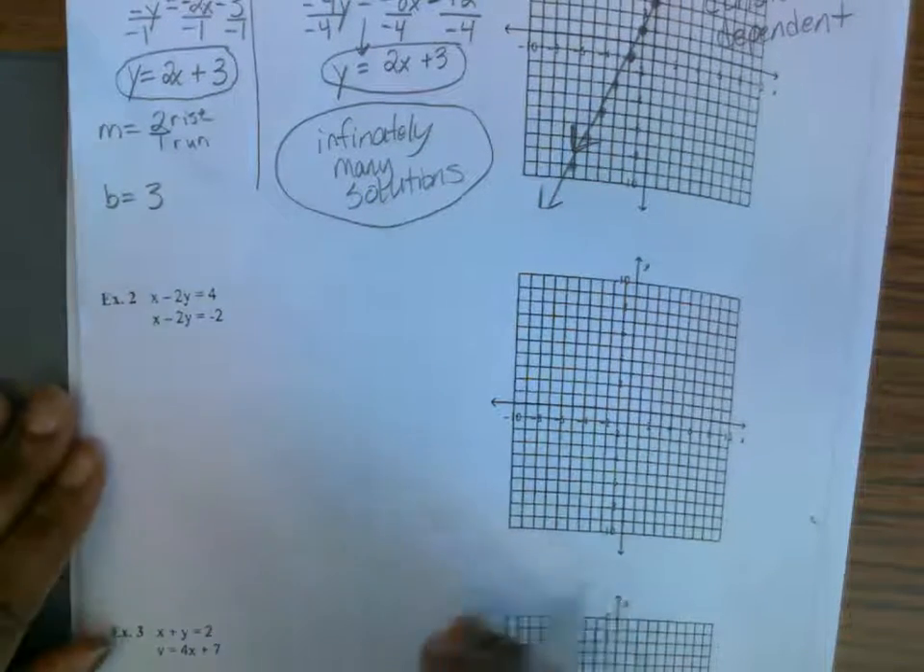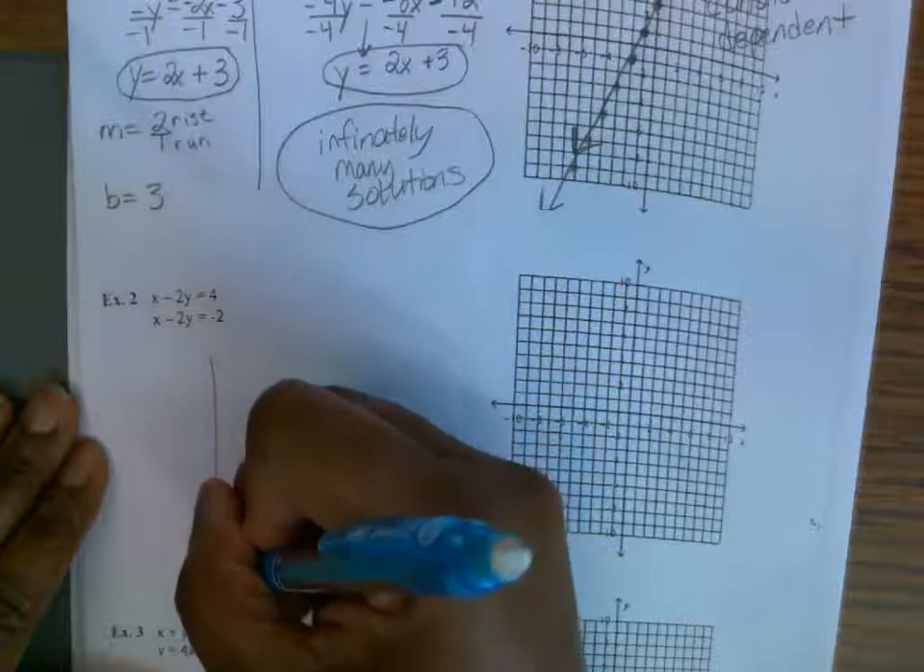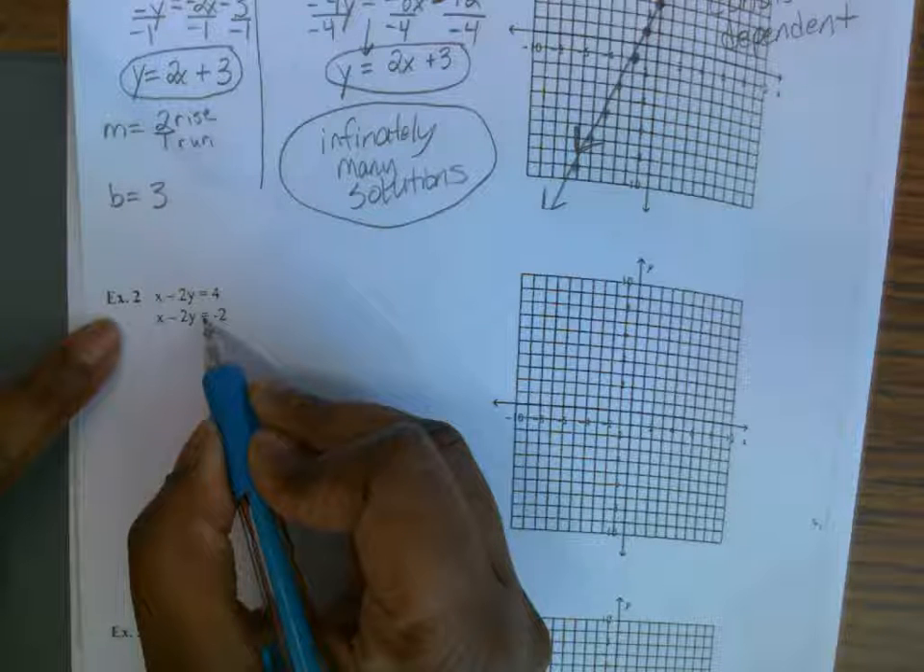All right. So first thing that we're going to do here, just as we did in the example above, is we're going to write each of these equations in slope-intercept form.